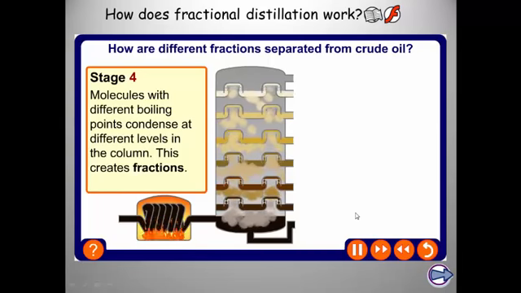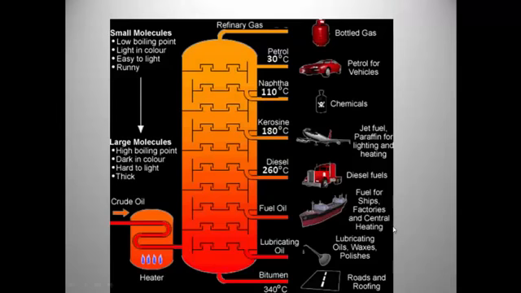The key with fractional distillation is that the fractions are all separated out according to their boiling points. The boiling points are there because of how big the fractions are. The smaller fractions have a low boiling point, and they're light in colour, easy to light, and runny, like petrol or LPG gas. The heavier ones have a higher boiling point, and they're dark in colour and harder to light.